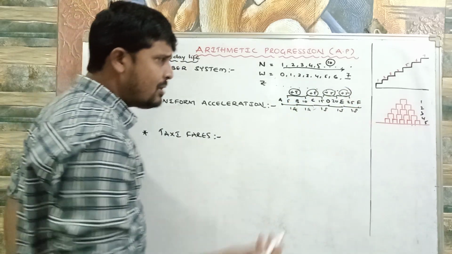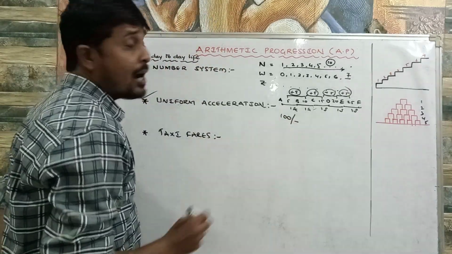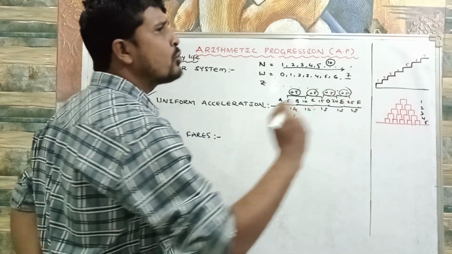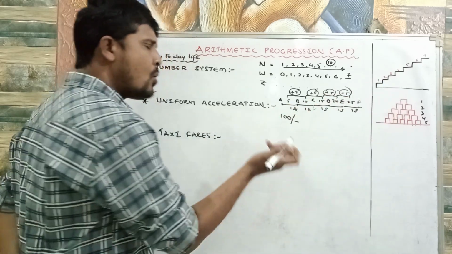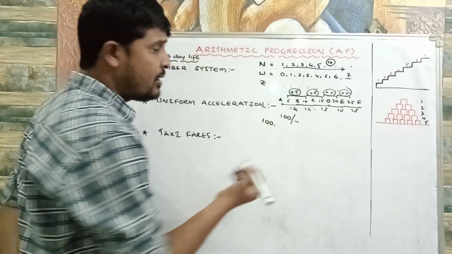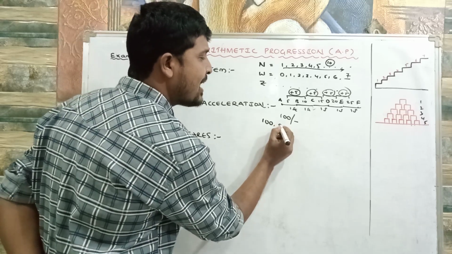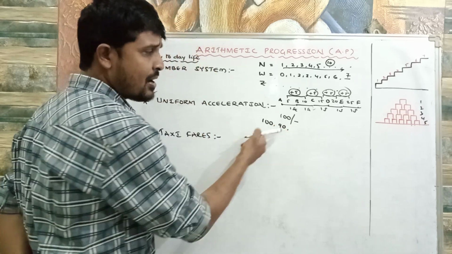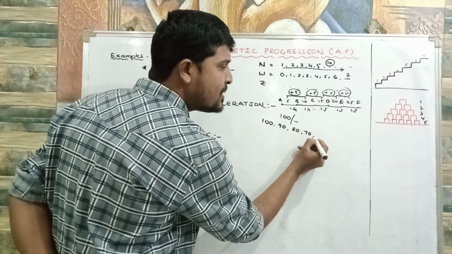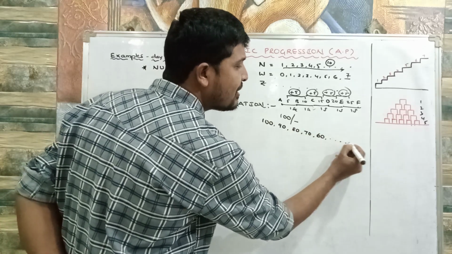Okay, we'll take another example. My father has given me 100 rupees pocket money, and he told me that whoever I see, I have to give them 10 rupees. Now I have 100 rupees initially. I came to the first person and gave 10 rupees, so I have 90 rupees with me. Second person, third person, fourth person, like that I give the money.